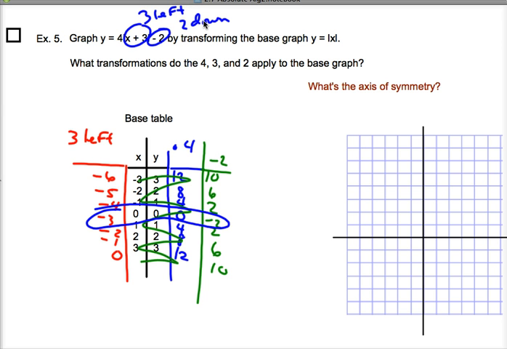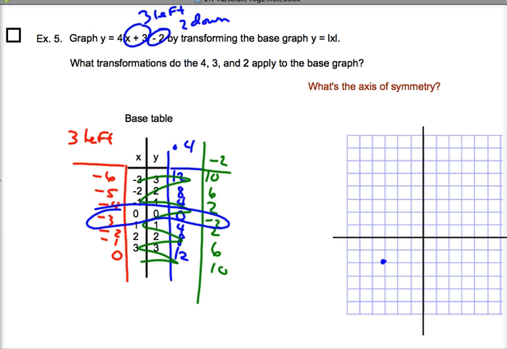My vertex isn't affected by the 4 because when I take 4 times 0, it stays 0. Those are the only two things that really affect my vertex. So my vertex is at -3, -2 right here. 3 left, 2 down. We could graph these points that I made on the chart over on the left.